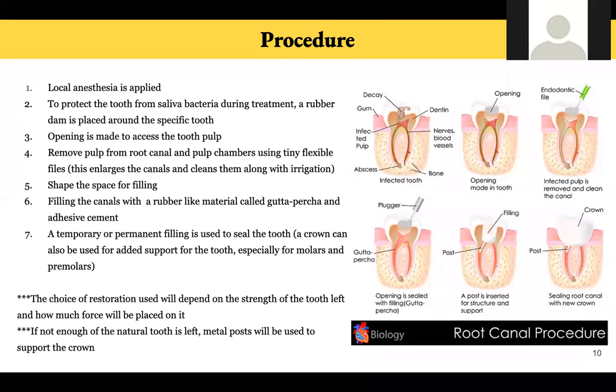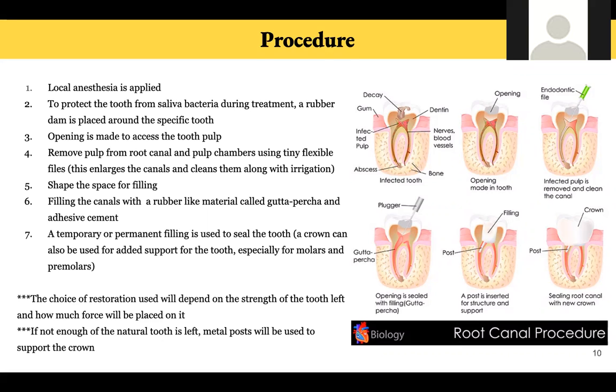So it's like the dentist uses the files, it gets followed up with the irrigation process, the flushing of the tooth, and this happens back and forth until the dentist deems it necessary. And then the next step, or the fifth step, is shaping the space of the root canals before they get filled.